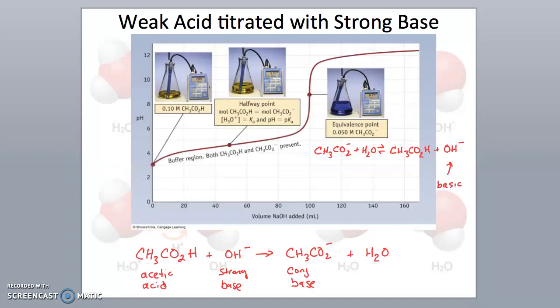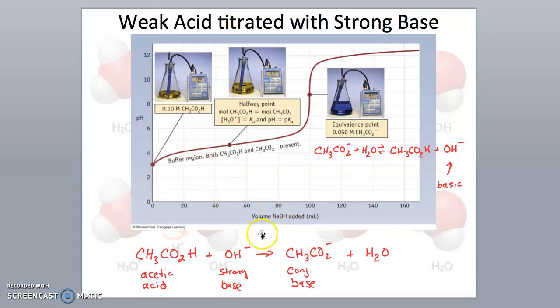Now here's a plot of a weak acid titrated with a strong base. And there's a lot of things I want to point out in this slide. So how did I know it was a weak acid? Well, I knew it was an acid because the starting pH was acidic. It's less than 7. So I know that I'm starting with an acid. You'll notice that this curve looks a little bit different than the strong. We have this long region. Down here it says volume of NaOH added, so that's the strong base.